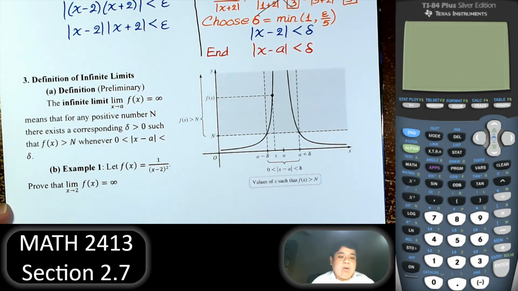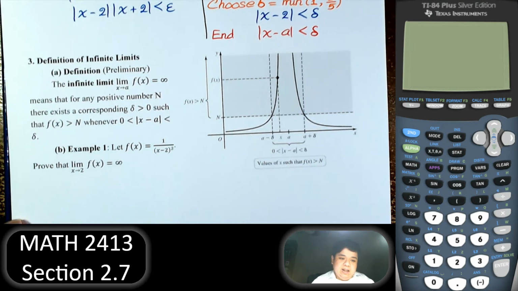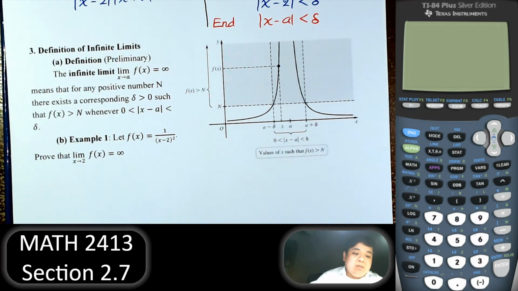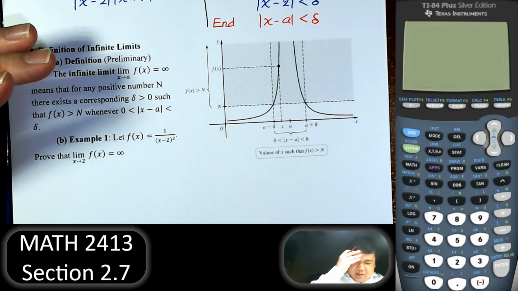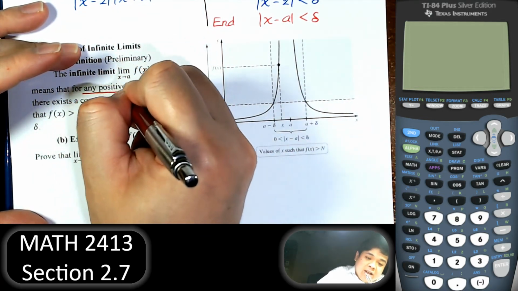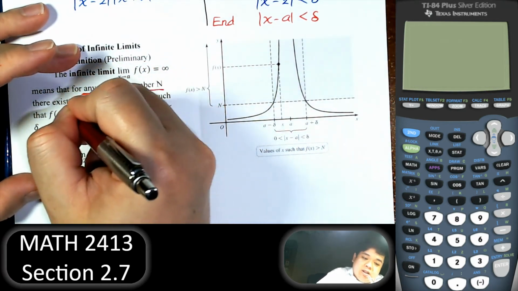And now let's write the proof. So once again, instead of being given epsilon, we start with any positive number n. Doesn't matter how big it is, we can always find delta.